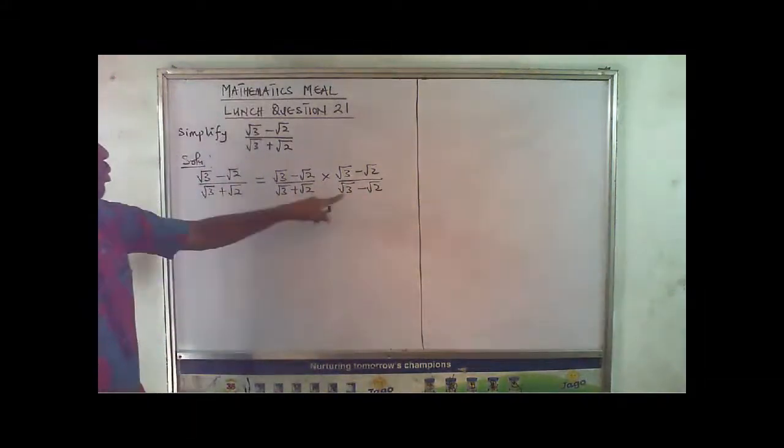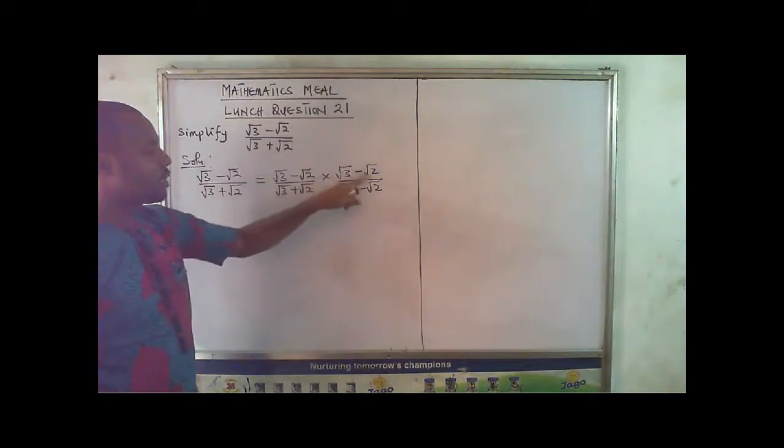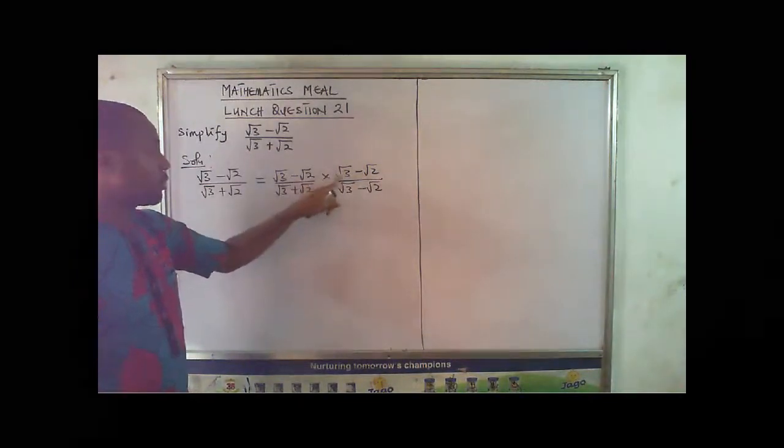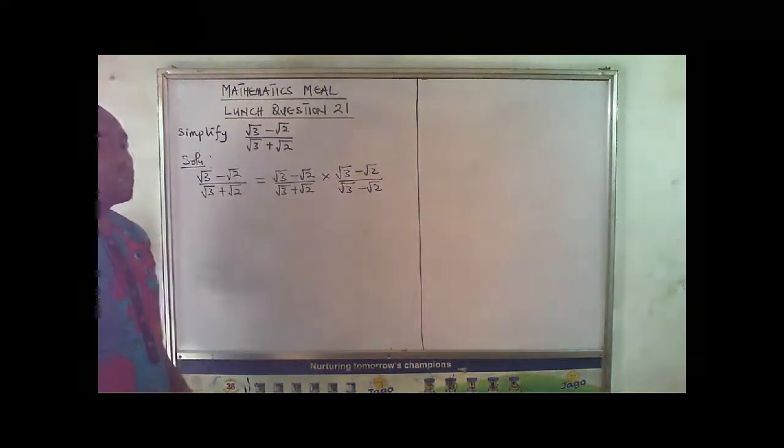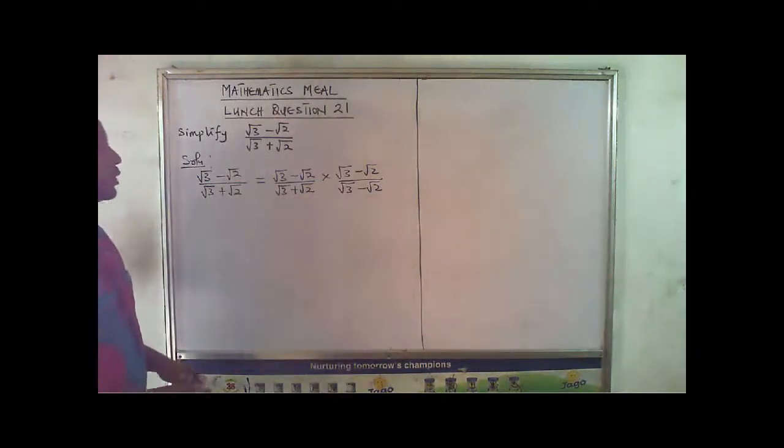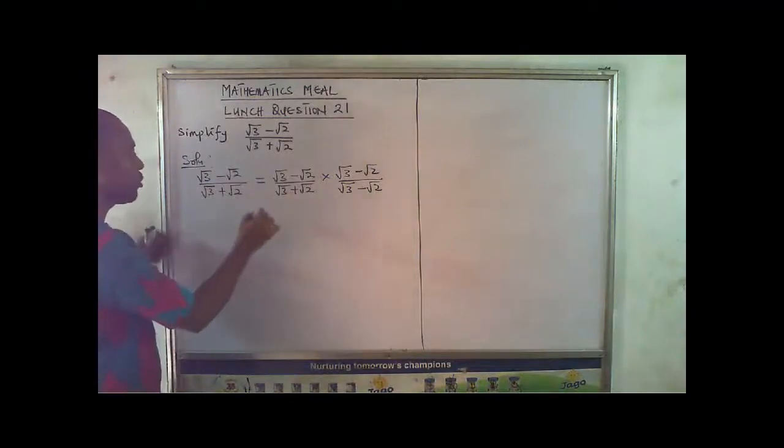So why are we multiplying by square root of 3 minus square root of 2? Because square root of 3 minus square root of 2 is the conjugate of this denominator, the surd in the denominator. So we move on. So we can multiply this.